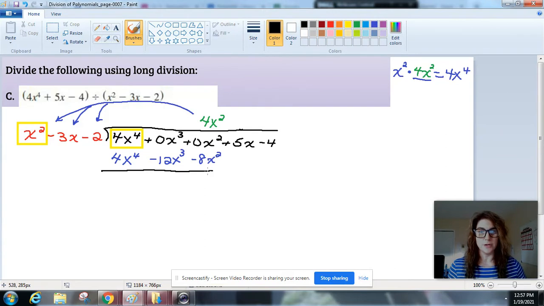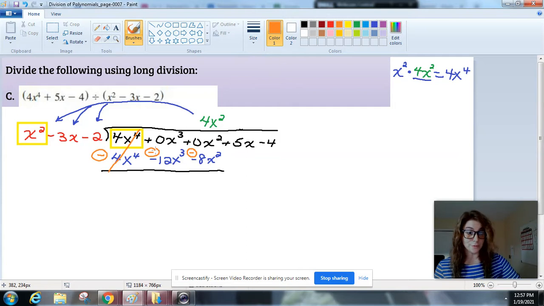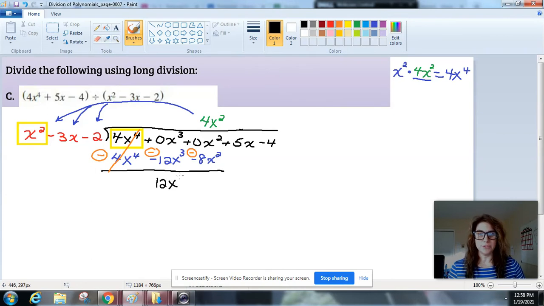Okay, from here, you are going to subtract. You will always subtract. So we subtract all of our terms. You're going to notice I put a minus sign with every single one of them so I can not forget about that. First term should always cancel. That's the whole point of trying to find out what would be multiplied to create that first term. Then we continue with our subtraction. So 0 minus a negative 12 gets me a positive 12x cubed. And then 0 minus a negative 8 gets me a positive 8x squared. You then drop down your next term, and then we repeat it.